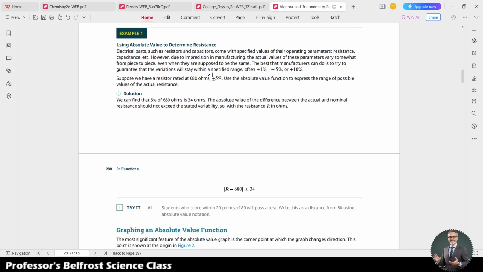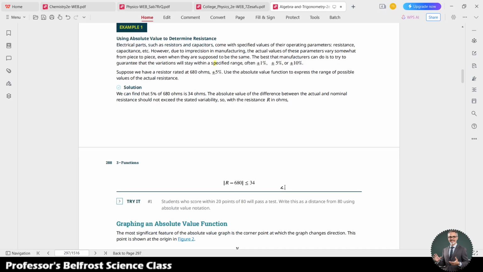Plus minus, it is a tolerance range, okay? So actually it's self-explanatory, okay? 5% of 680 is 34, right? So the absolute value of r minus 680 is less than or equal to 34. And then you can see, okay.